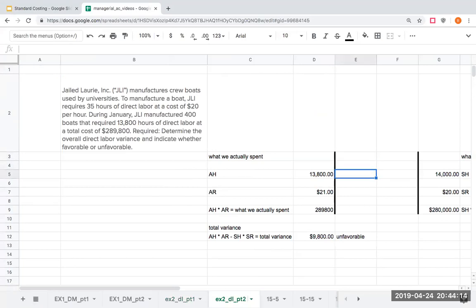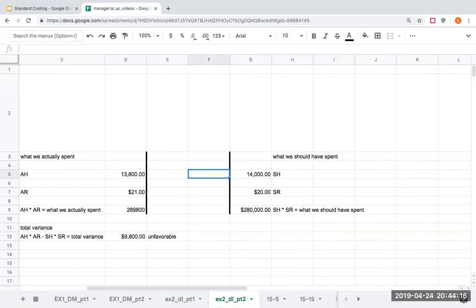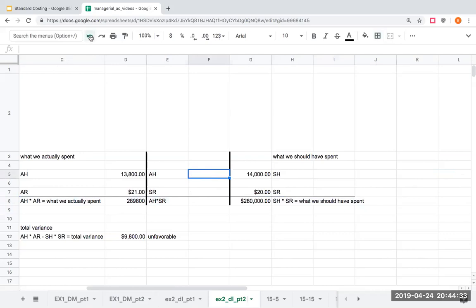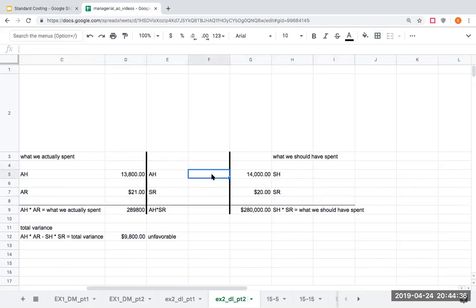And I've got over here, wow, Tchaikovsky, you're actually prepared. So I've got actual hours, standard rate, my actual hours times my standard rate. So here, what I'm going to go through and do is make this little chart. So my actual hours were 13,800. My standard rate was 20. So over here, I have my actual hours times my standard rate is 276,000.